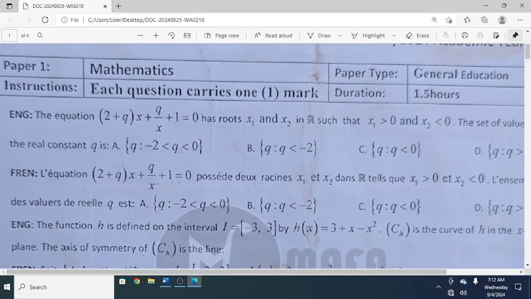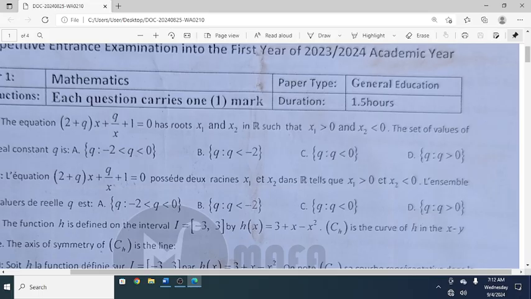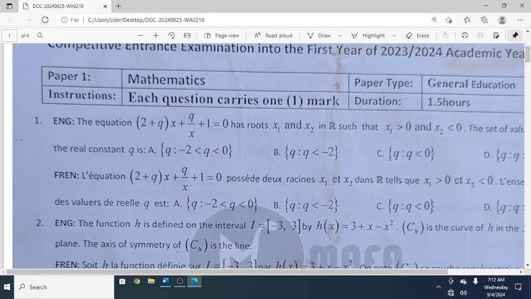So the first question reads: the equation (2 plus q)x plus q over x plus 1 equal to 0 has roots x1 and x2 in R such that x1 is greater than 0 and x2 is less than 0. The set of values of the real constant q is, we have these options.